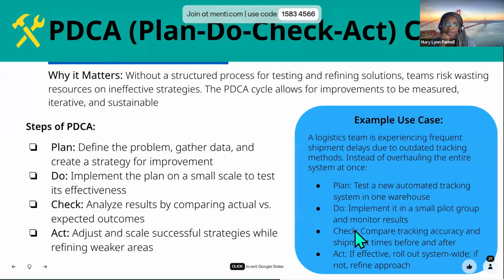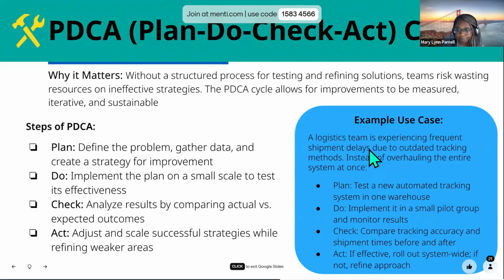The PDCA, which is a plan, do, check, and act cycle, is a structured process for testing and refining solutions. Teams risk wasting resources on ineffective strategies. So the PDCA cycle allows for improvements to be measured. It's iterative and it's sustainable. And so what are the steps? One is the plan. We define the problem, we gather the data, and we create a strategy for improvement. Then the do, we actually implement the plan on a small scale to test its effectiveness. And then we check, analyzing the results, comparing actual versus expected outcomes. And then we act, adjusting and scaling successful strategies while refining weaker areas.